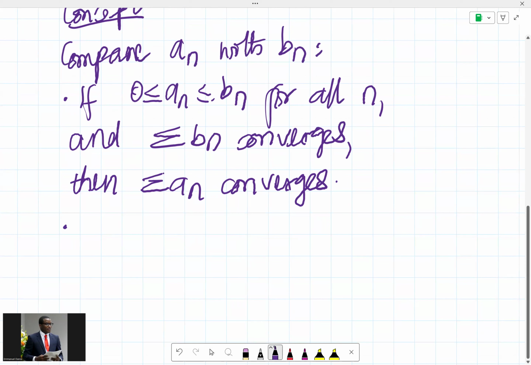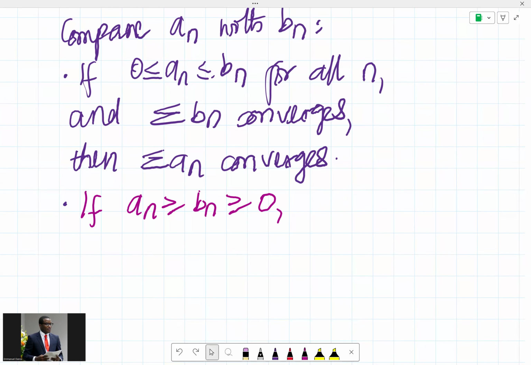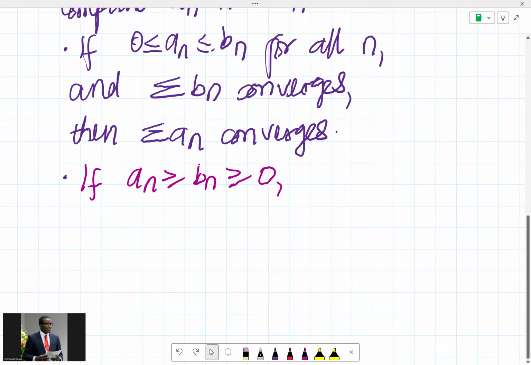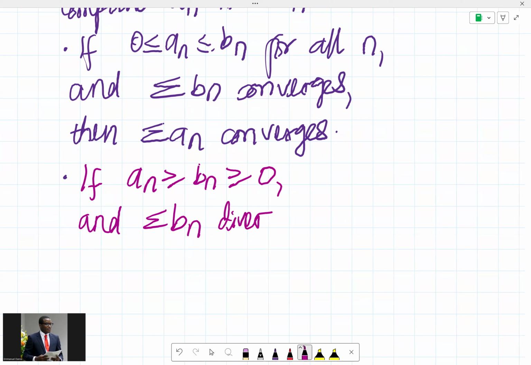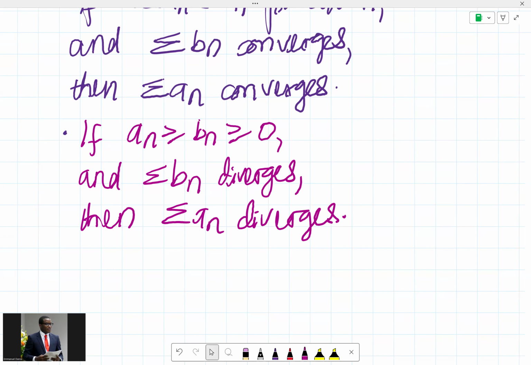The other condition is this: if AN is greater than or equal to BN, which is greater than or equal to 0, and the series BN diverges, then it simply means that the series AN also diverges. So those are the two conditions for the comparison test.